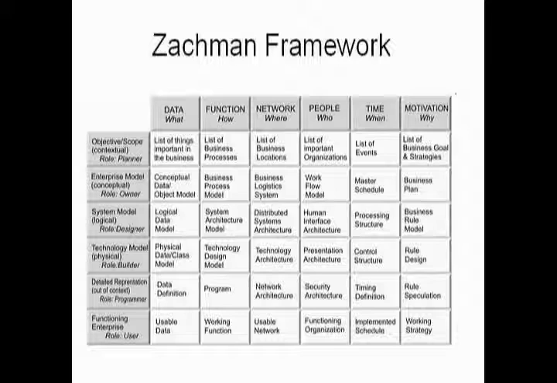This is the graph of the Zachman framework. You can see the rows and columns. There is an entry in each cell. Each has a detailed description. The rows are scope, enterprise model, system model, technology model, detailed representation, and functioning enterprise. The columns are data, function, network, people, time, and motivation.